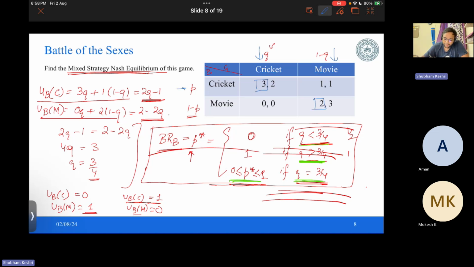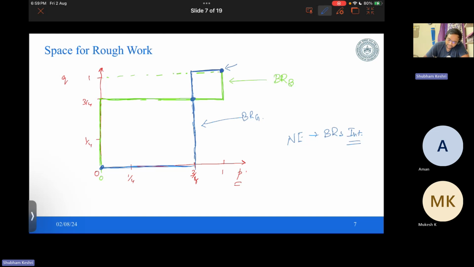Similarly, when the boy is always playing cricket, the best response of the girl is to play cricket. And when the boy is always playing movie, the best response of the girl is to play movie. So you see, this is one Nash equilibrium, this is another Nash equilibrium, and there is one hidden Nash equilibrium, which is actually the mixed strategy Nash equilibrium.